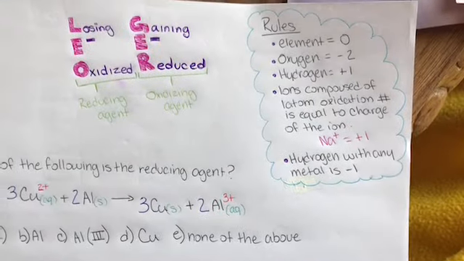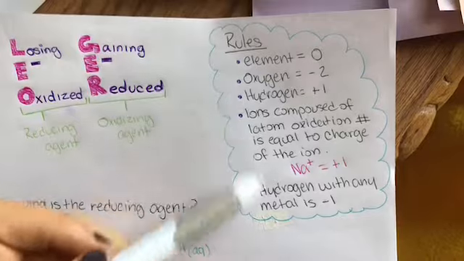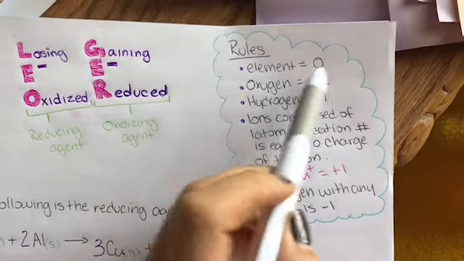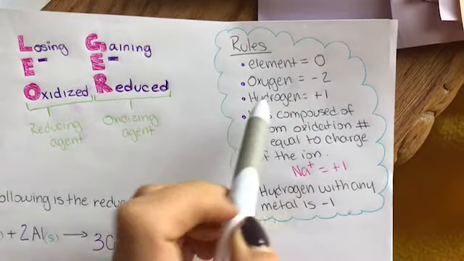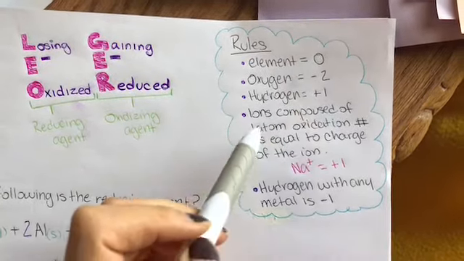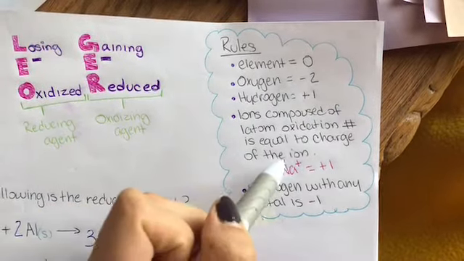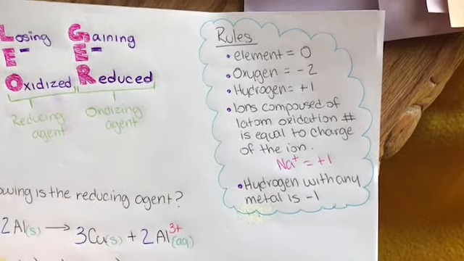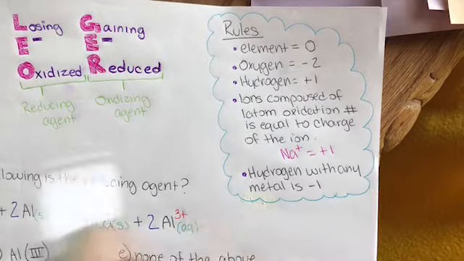Going to be going over oxidation and reduction. So I kind of listed my rules right here on the side to make it easier for myself. So elements are always 0 in their charge. Oxygen is always -2. Hydrogen is always +1. Ions composed of one atom, oxidation number is equal to the charge of that ion. So for example, Na+ would be +1. And then hydrogen with any metal is -1.